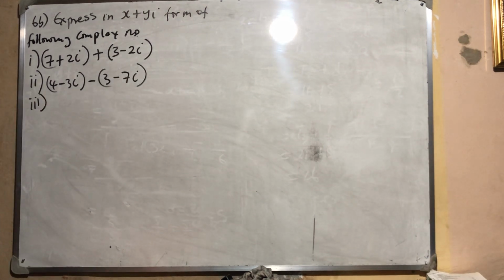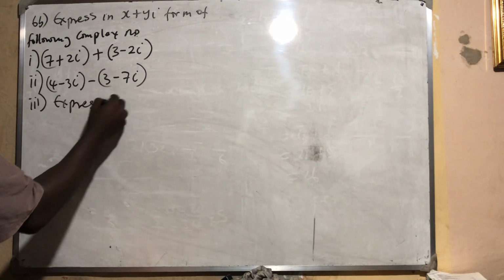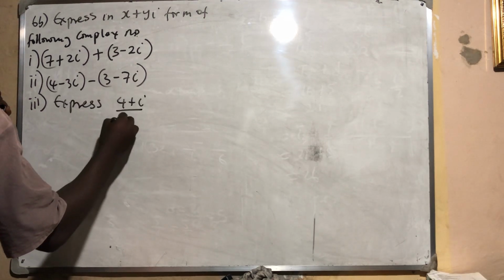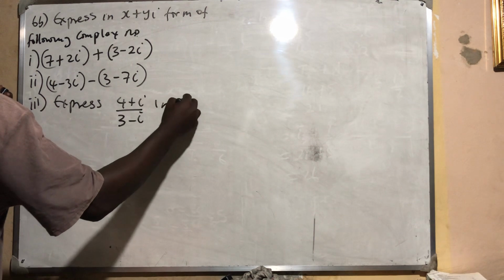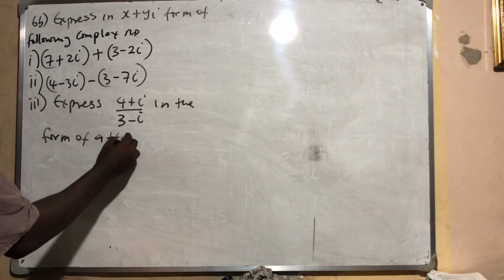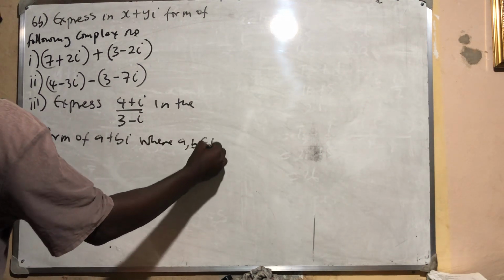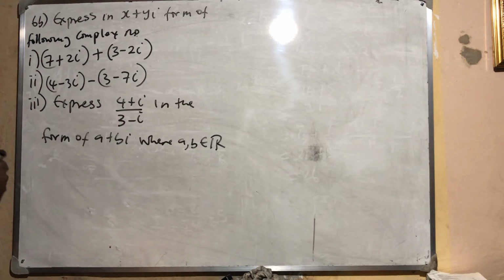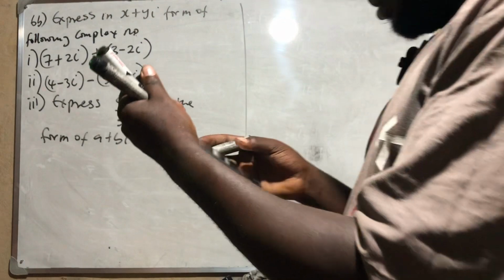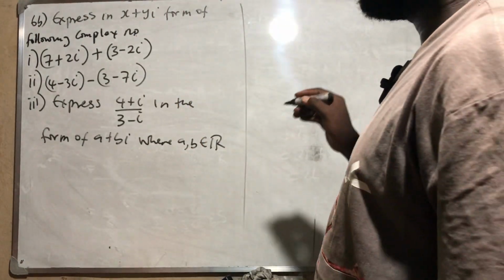Then it says express 4 plus i over 3 minus i in the form of a plus bi, where a, b are elements of the real numbers. Okay, these are very, very simple questions, and then we are good to go. We are done for this particular year. So in the next video, we move to the next year.